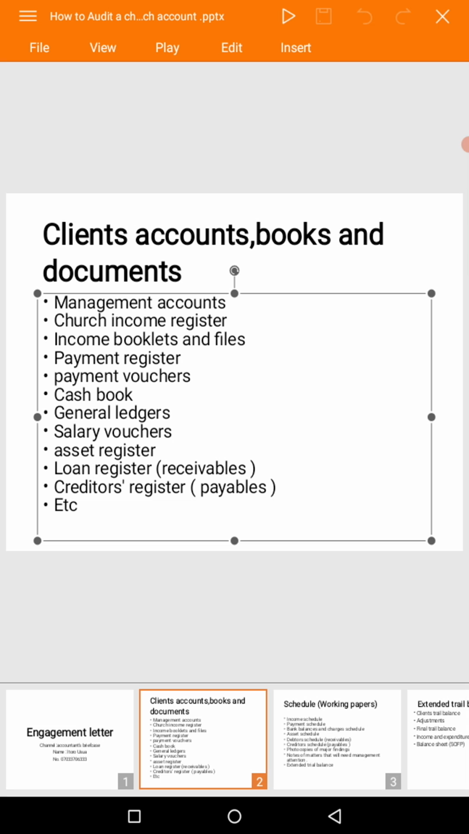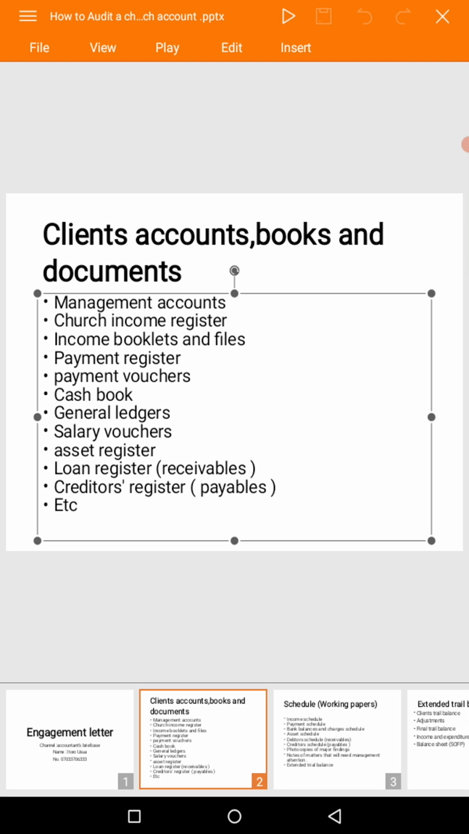Then you will also be given income booklets and files. Those income booklets and files are source documents. When there is a transaction between the church and maybe a member of the church or an outsider, a person bringing money, maybe tithe, you raise a receipt for the money you're receiving into the church. You will find that in the income booklet. Some of those documents will be filed. So everything goes together.